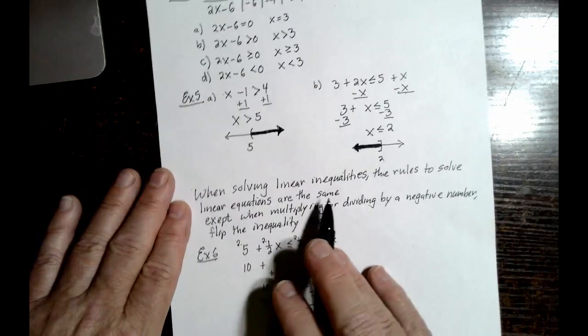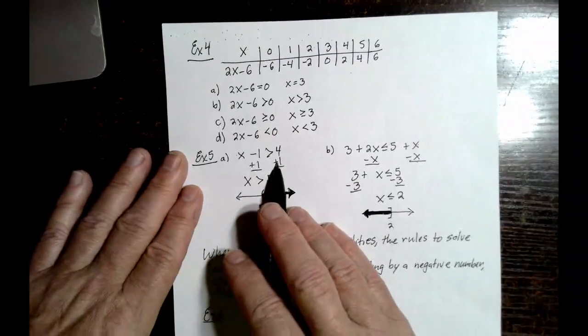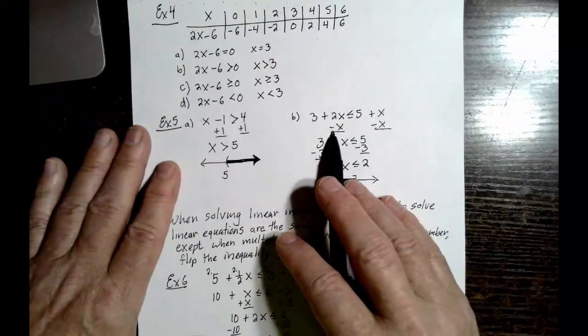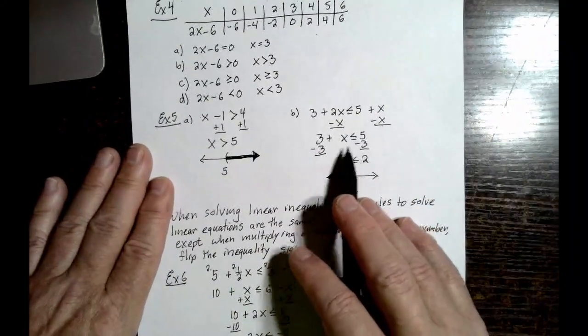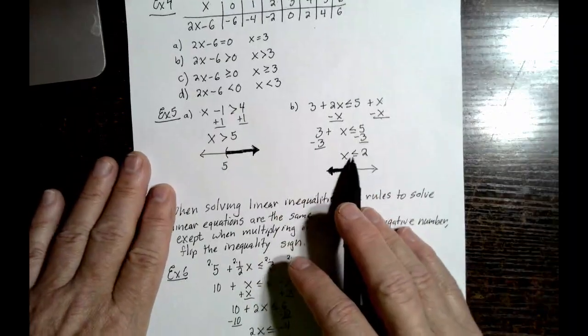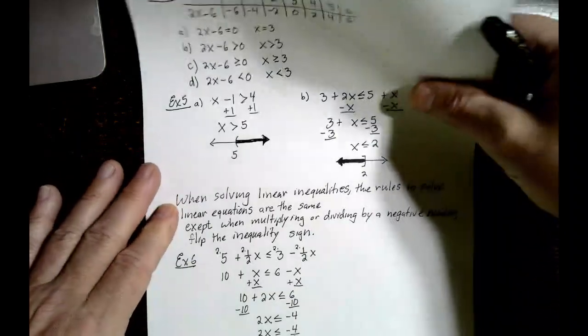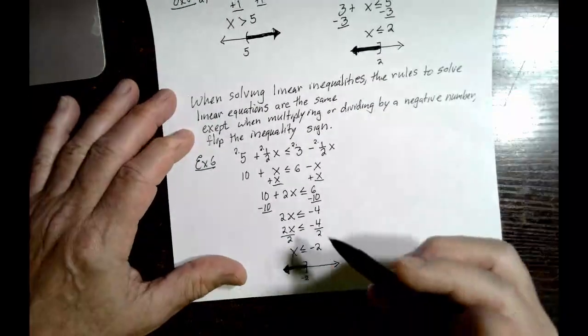That's the only difference. Okay, so here we add 1 and we get our answer and we write down our solution on the number line. Here we subtract x and we get this guy here, and then you subtract 3 and you get this guy here, and there's your answer. So far we haven't had to flip the inequality sign.